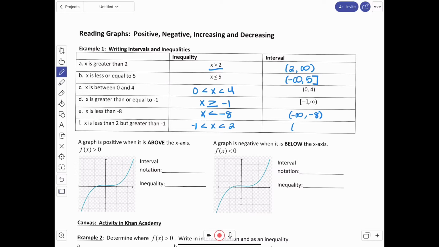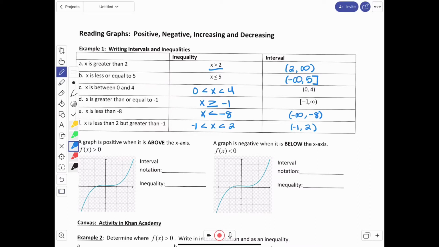And now my interval notation, whoops, didn't mean to do that one first here. My interval notation is going to be the same way. You always put your smaller number first. It's always in numerical order. And since there's no equal to, there are no brackets.